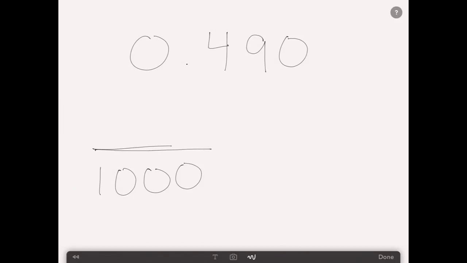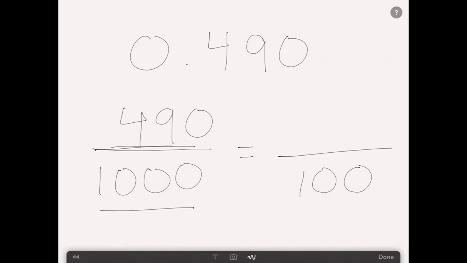Let's write a decimal, 0.490. So that's 490 thousandths. So I know my most common fraction associated with that would be in the thousandths. So my denominator is 1,000, and then I have 490 of those thousandths. I could also write that as a fraction with a denominator of 100. Divide both the numerator and denominator by 10, and you get 49 hundredths.